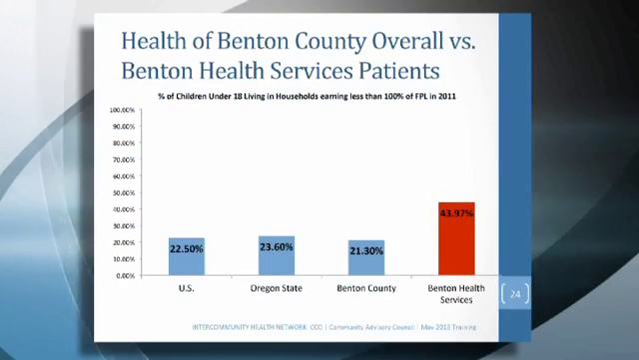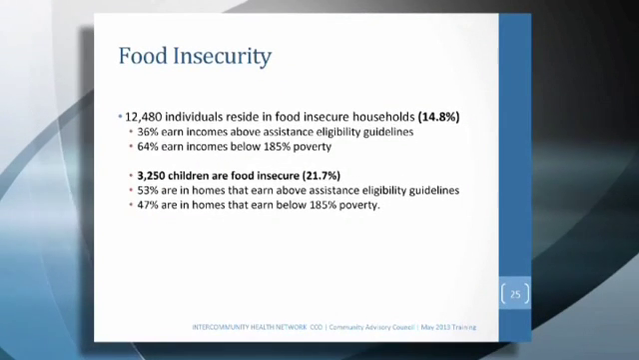We're almost there. This is just showing you again the differences. This is looking at the percentage of children under 18 living in households earning less than 100% of federal poverty. When we look at Benton County, it's about 21%, which is about the same as the state of Oregon and the U.S. But when we look at those clients going to Benton Health Services, this number, which I can't read either, is, I think, 43.97. So almost half of the clients at Benton County Health Services are children. Almost half of the children there are in families that are making less than what they need to meet their basic needs.